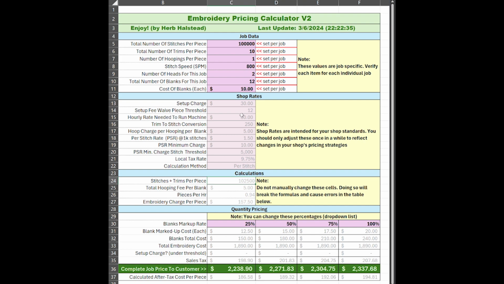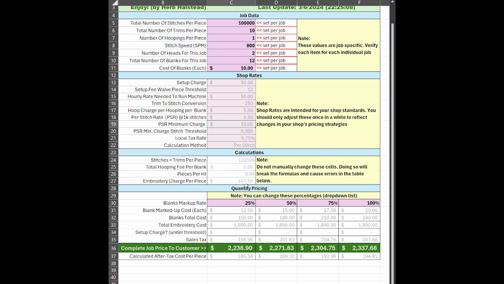Then based on all of this information you put above here, 150, etc., that is your charge, $157.50. So if I change this, my shop standard was actually $1, then you see that changes to $110. So that's how that impacts your stitch rate. So those are kind of your calculations, and I have those there so you can kind of see what's going on in there.